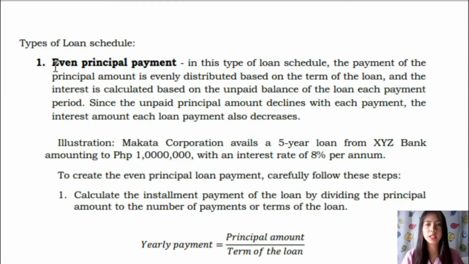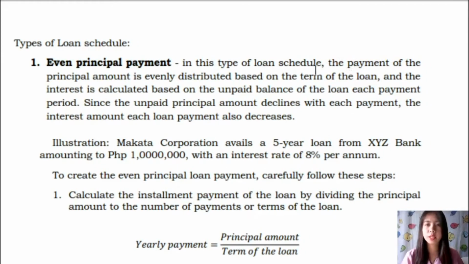First is the even principal payment. In this type of loan schedule, from the name itself, the payment of the principal amount is evenly distributed based on the term of loan. Makikita natin later on yan. The interest is calculated based on the unpaid balance of each payment period. Since the unpaid principal amount declines with each payment, the interest amount on each payment also decreases. Dahil ang interest natin ay nakabase kay principal amount, kapag bumaba siya, bababa rin syempre si interest.